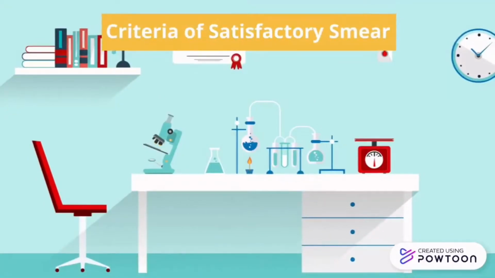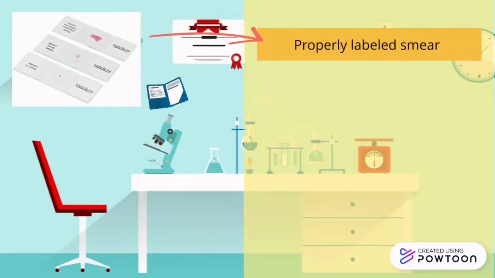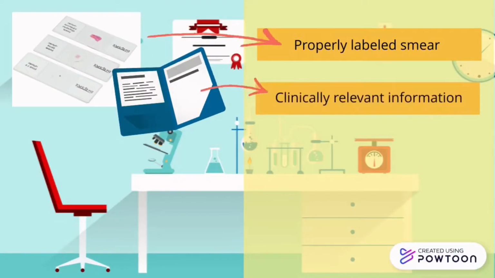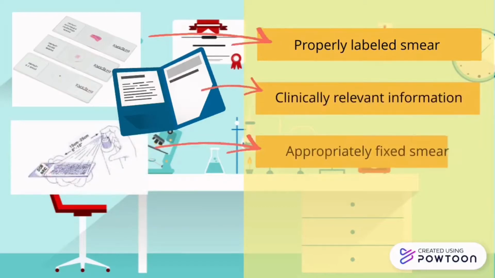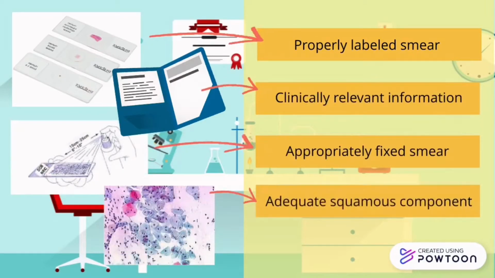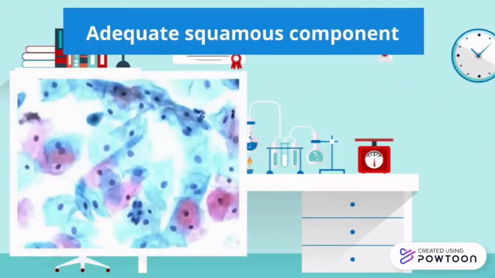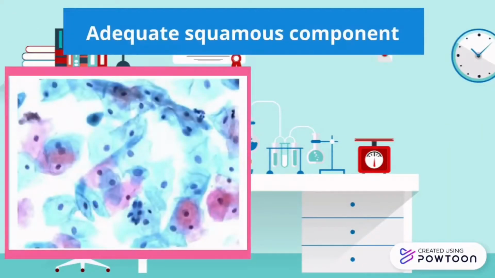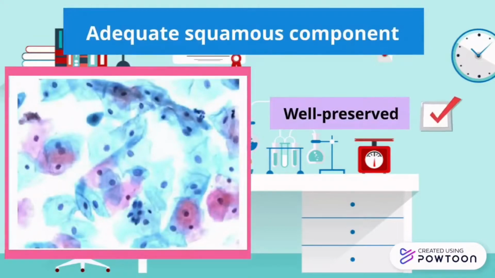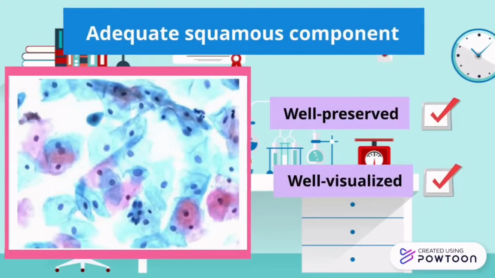So, what are the criteria of a satisfactory smear? First, it must be a properly labeled smear. Second, clinically relevant information. Third, an appropriately fixed smear and an adequate squamous component. An adequate squamous component is defined as a minimum estimated number of well-preserved and well-visualized squamous cells.